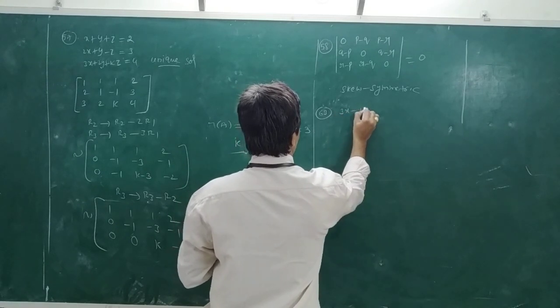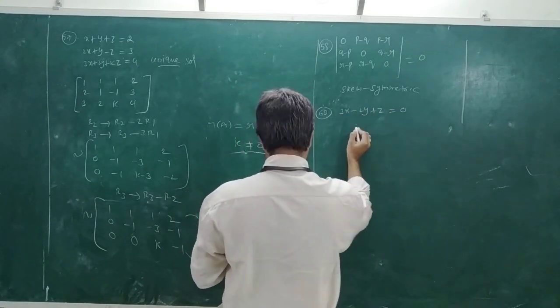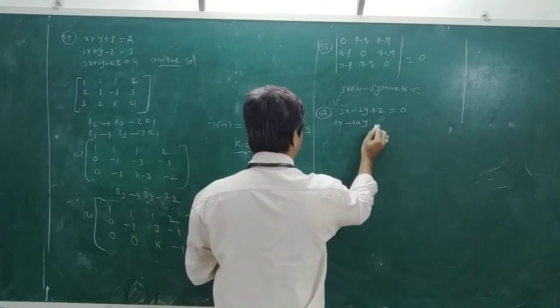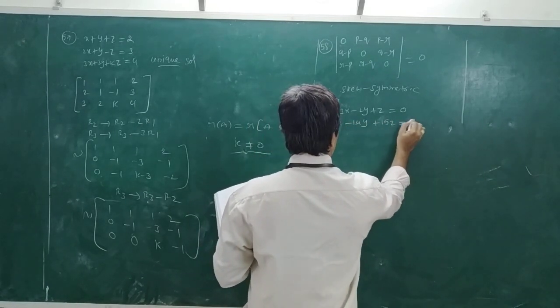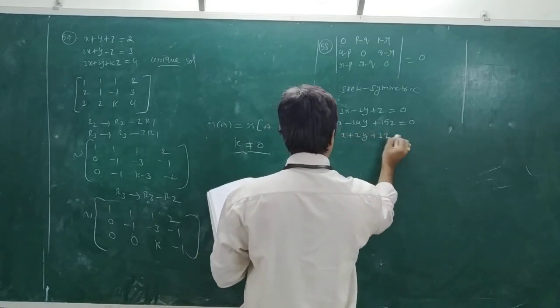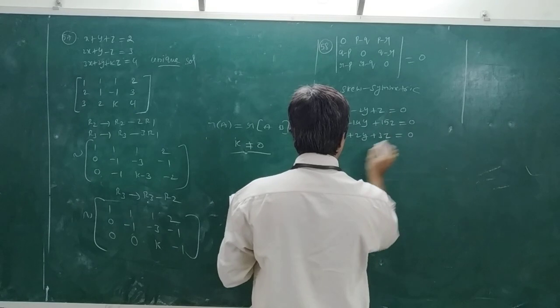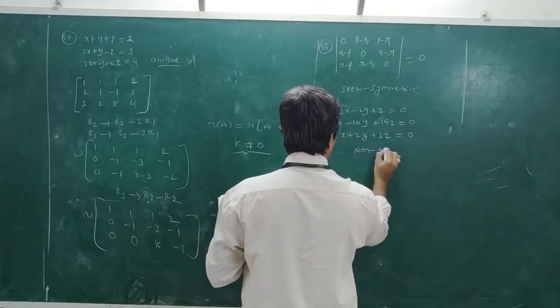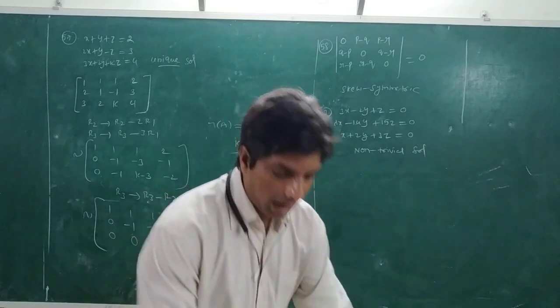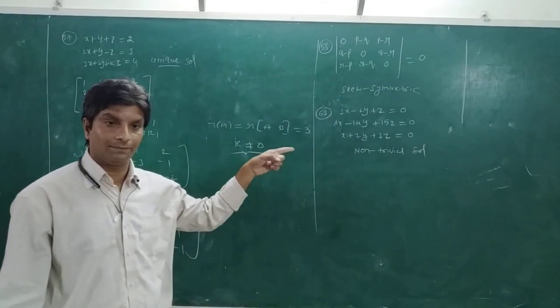3 equations are given. 3x minus 2y plus z equal to 0. Lambda x minus 14y plus 15z equal to 0. x plus 2y plus 3z is equal to 0 has a non-trivial solution. We have to find the value of lambda. Already I told you this concept yesterday.